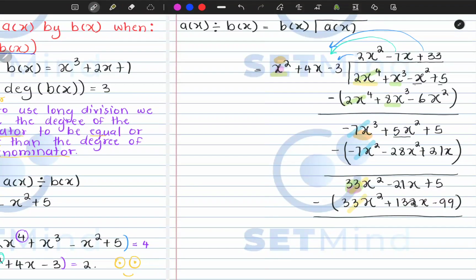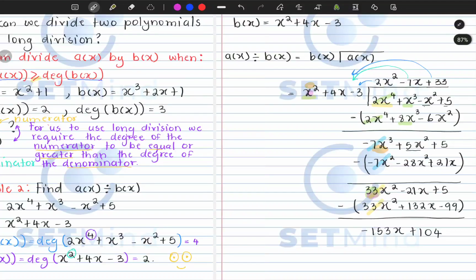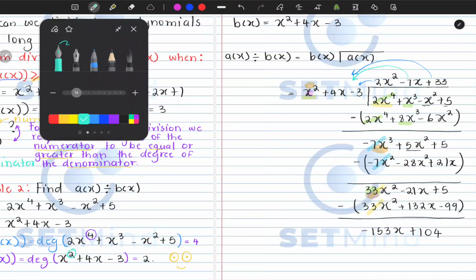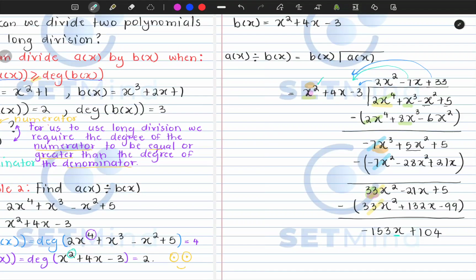What we'll be left with here will be minus 21 minus 132, and the answer will be negative 153x. And if you look carefully, we'll have 5 minus minus 99, which is the same as 99 plus 5, which is going to be plus 104. So we can't further divide into that. Because the power now is less than that, we can't do any division. So this here becomes our remainder.